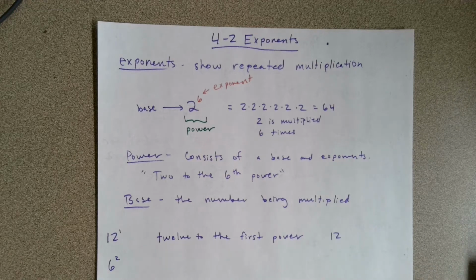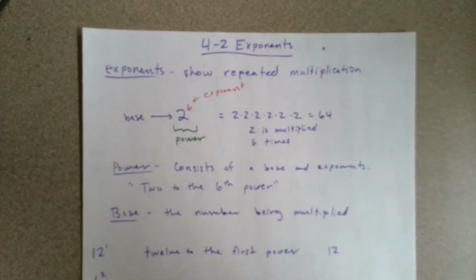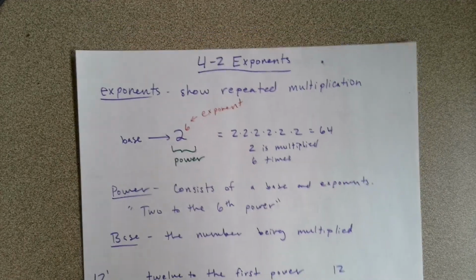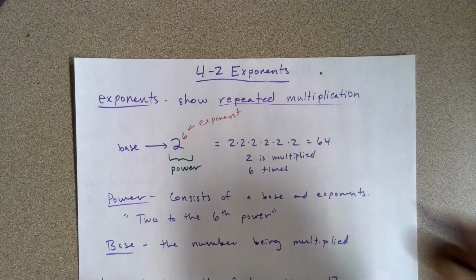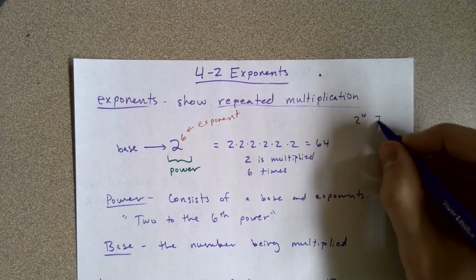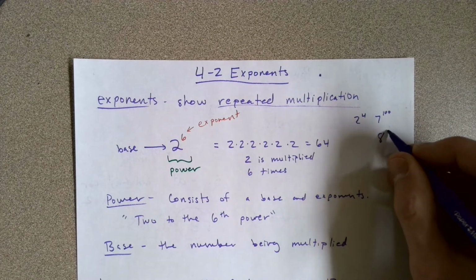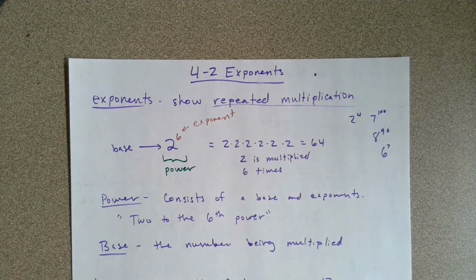Let's get after it. So, an exponent. You've probably seen them before. What it is, is repeated multiplication. It can look like this. It could be 2 to the 4th. It could be 7 to the 100th. It could be 8 to the 90th. It could be 6 to the 7th. All sorts of things like that.